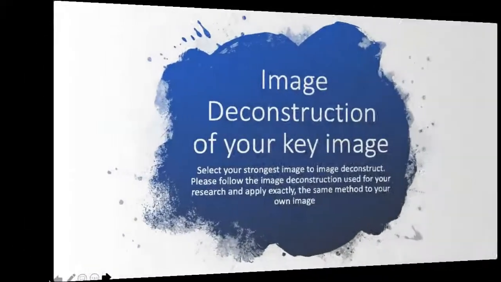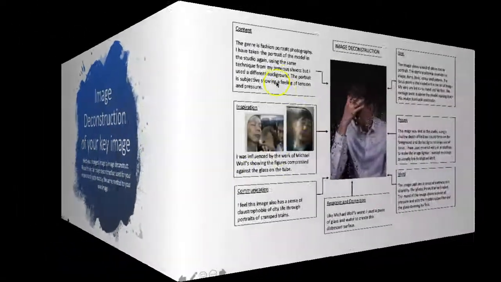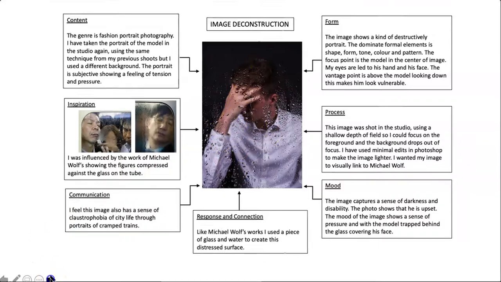Then, exactly the same idea of researching the artists, I encourage students to create an image deconstruction of one of their key images. So here, this student, Valentina, she's created an image deconstruction of her image here. She's shown her inspiration, her links to Michael Wolff's work, and then she's taken each point, the form, process, mood, communication, all of this, and then based this around her image. So it's very clearly deconstructing her own images.